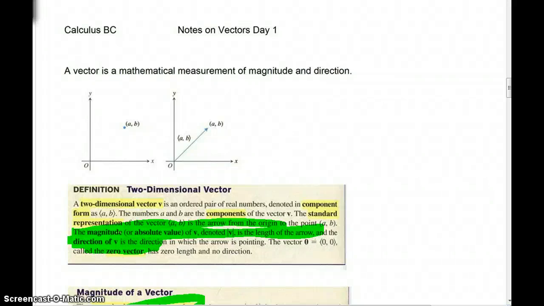The last topic of Calculus BC deals with vectors, and today we're going to look at what a vector is and do some work with them. A vector is a mathematical measurement of magnitude and direction. We're going to represent vectors usually with these pointy brackets, A comma B. You can think of them as an ordered pair.